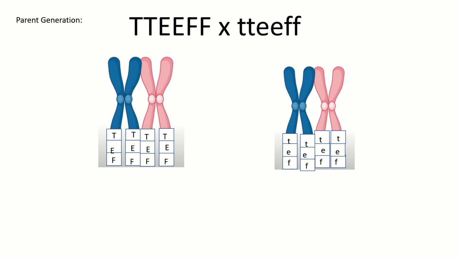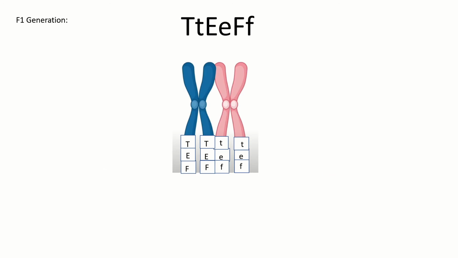Our parent generation will be crossing a homozygous dominant with a homozygous recessive panda. This is what their potential chromosomes would appear like. The generation that we obtain from this is the F1 generation, and this panda would be heterozygous, but would have the phenotypes of the dominant parent.